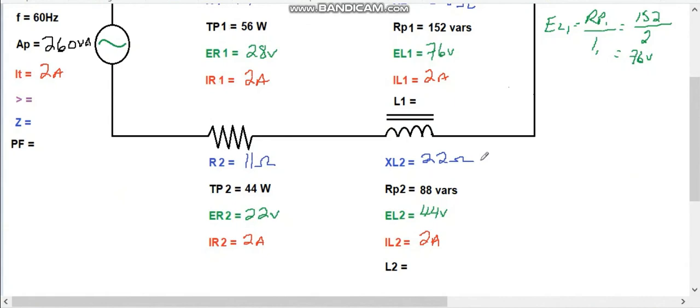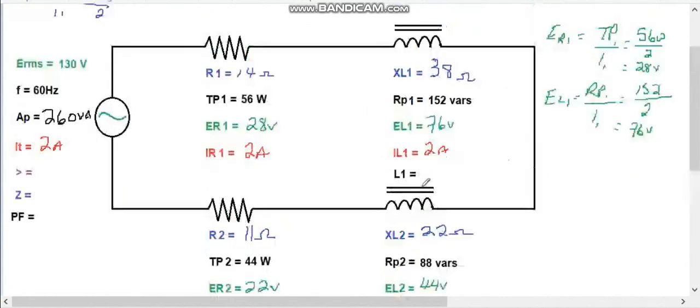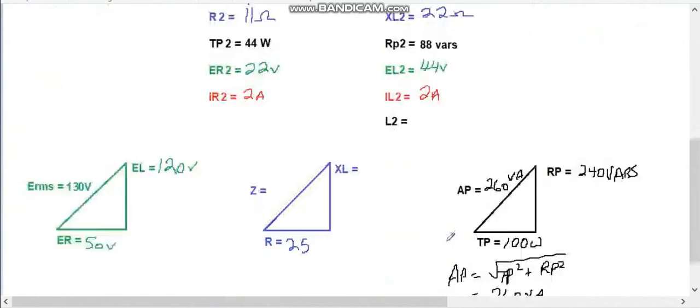So now that we've got that, okay, so that's 38 and 22. So I got 60 for my total inductive reactance. So I got 25 there and 60 there, so I can find my impedance, which is going to be the square root of 25 squared plus 60 squared. To do that, I get 65 ohms.